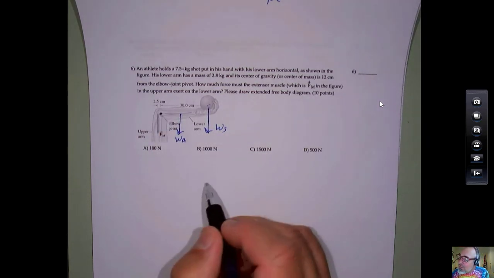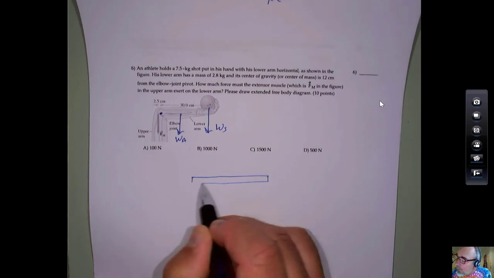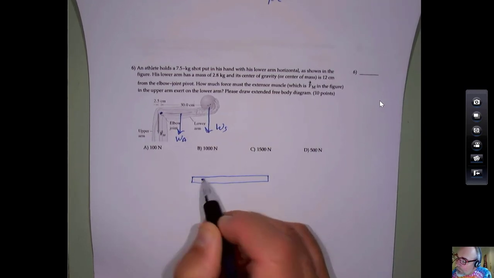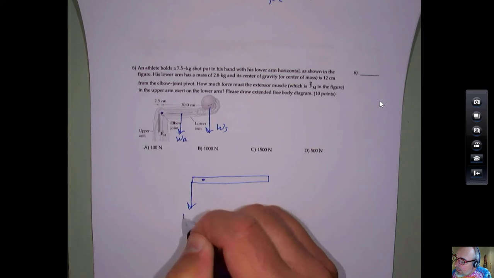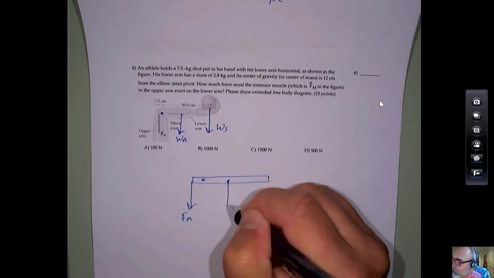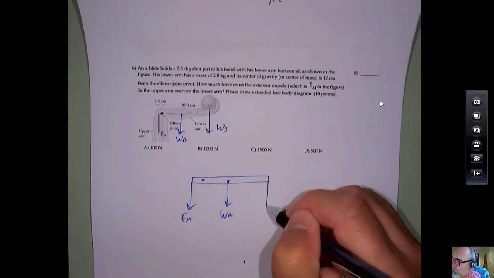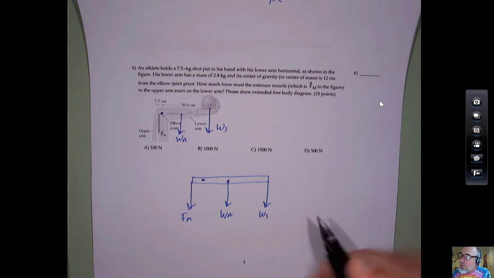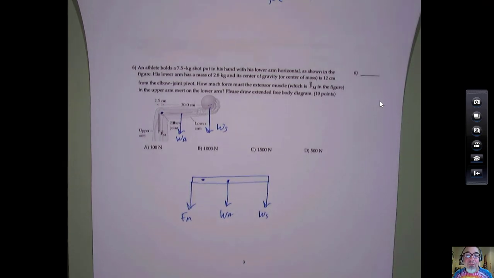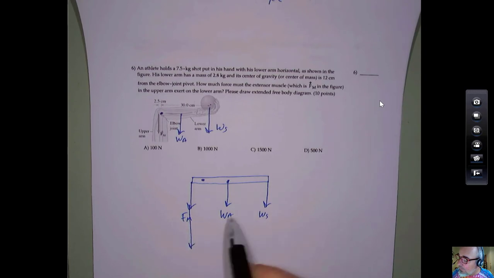So let me draw a little picture of kind of like this. So here's the pivot point. We have force muscle here. The weight of the arm itself is here. And then the weight of the shot put is acting here. It's really the normal force onto the arm from the shot put, but it's the same. They're equal to each other, so I just wrote it like this. Now I did not draw these to scale. This force is way bigger than the other forces.